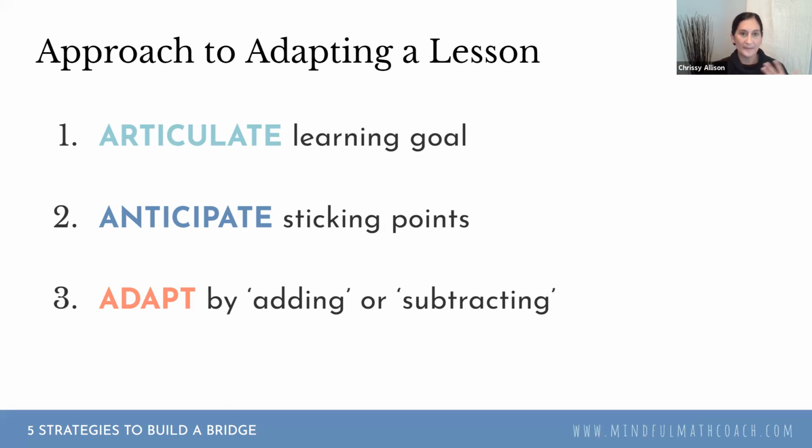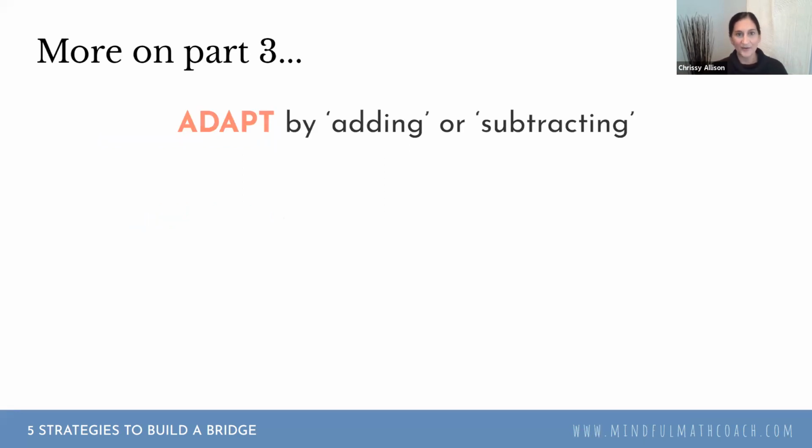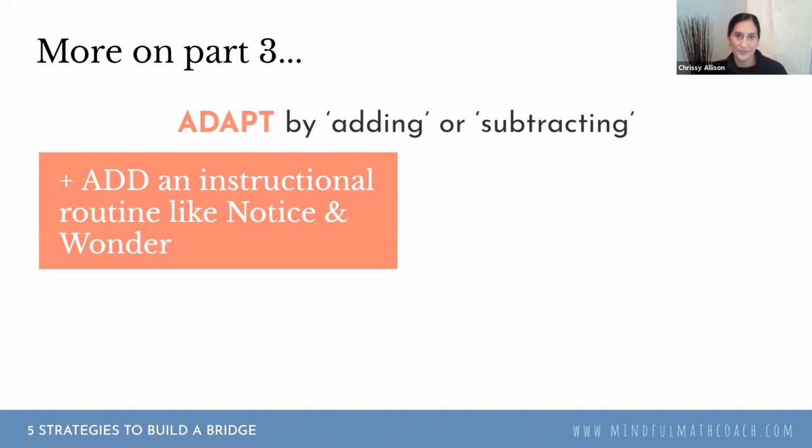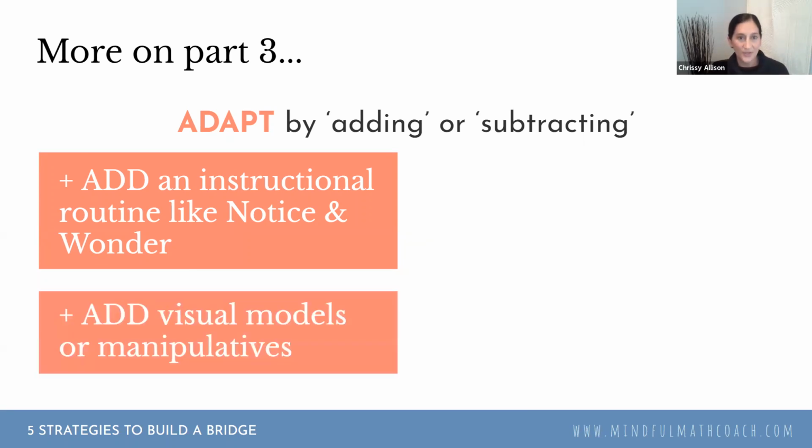Now, I like to think of the adaptations in 2 categories, either adding or subtracting. So what could you add? Well, we've talked about some things today, right? You could add an instructional routine like notice and wonder, or 2 solutions, or which one doesn't belong. You could add a math language routine. Go ahead and Google those if you're not familiar. I didn't include them in this presentation, but those are really great to increase accessibility for English language learners. You can also add in visual models or concrete manipulatives. And the use of calculators can be helpful too, depending on the standard.